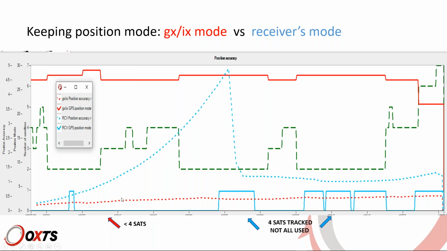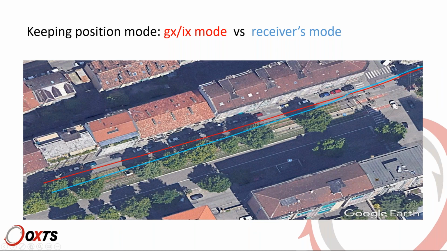And this is reflected again in position accuracy. The dotted red line is GXIX position accuracy. That's about 40 centimeters, this is half a meter here. So that's about 40, and that's with 2 satellites available. Whilst the position accuracy of the receiver is drifting up to about 5 meters down here before it comes back when some data comes back here, but it stays at a higher level than the position accuracy for GXIX mode. And that's the situation on the ground.